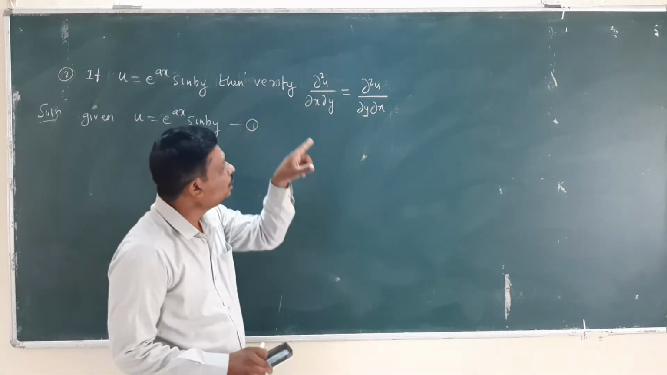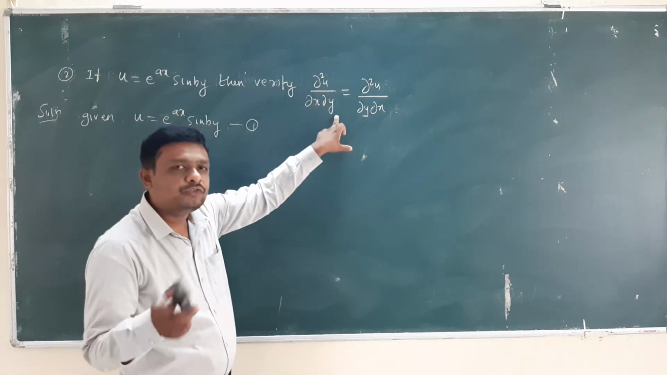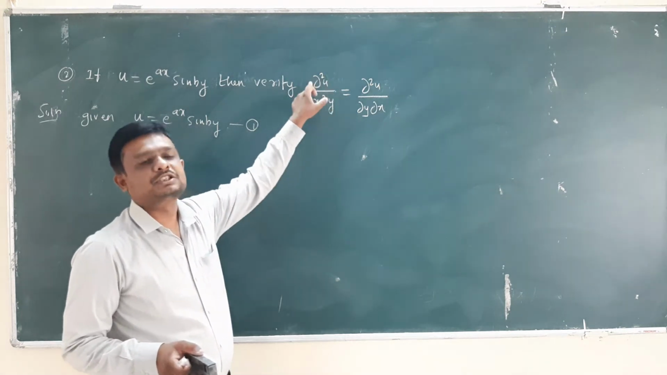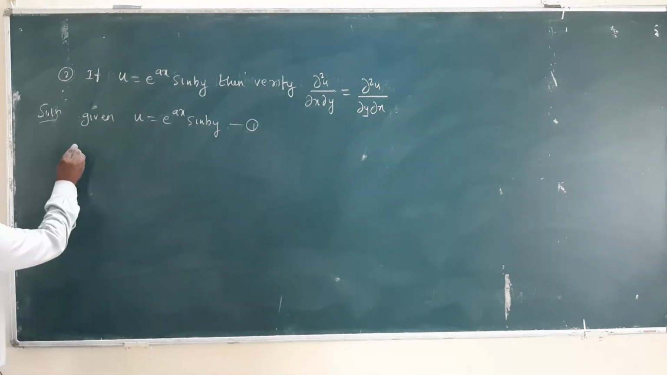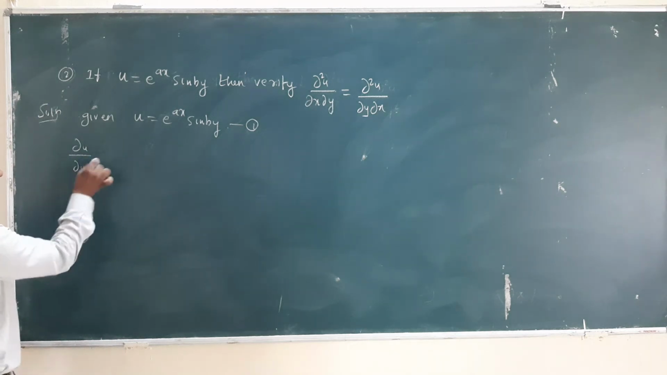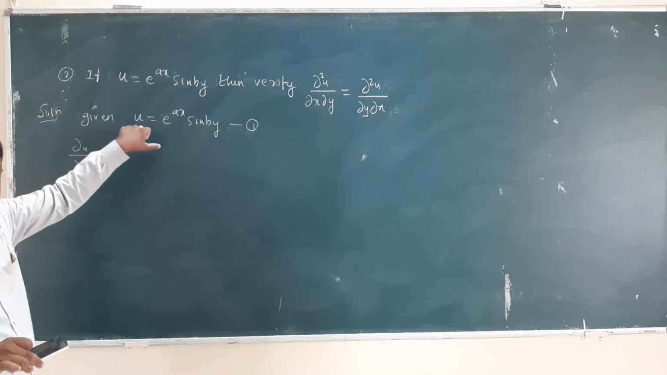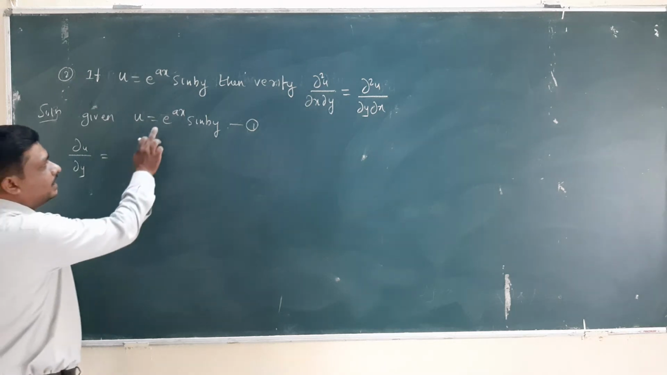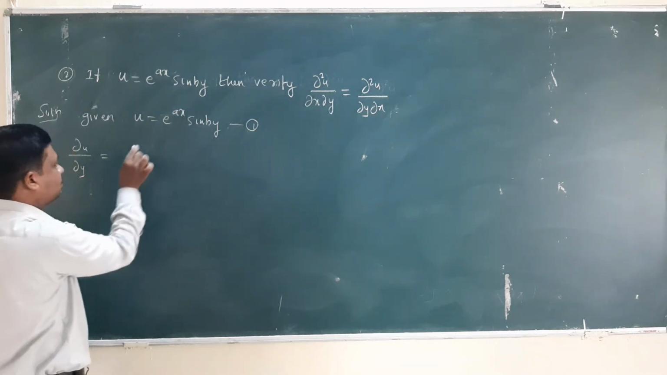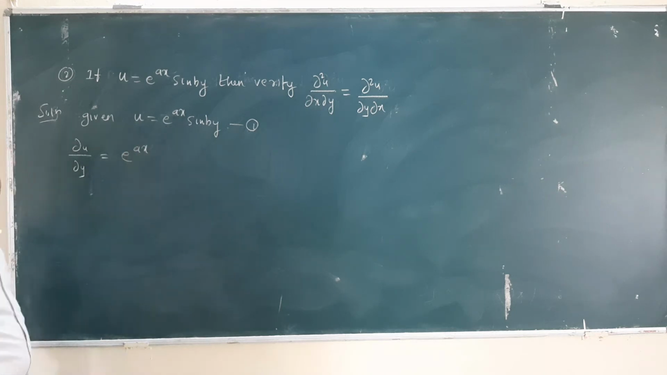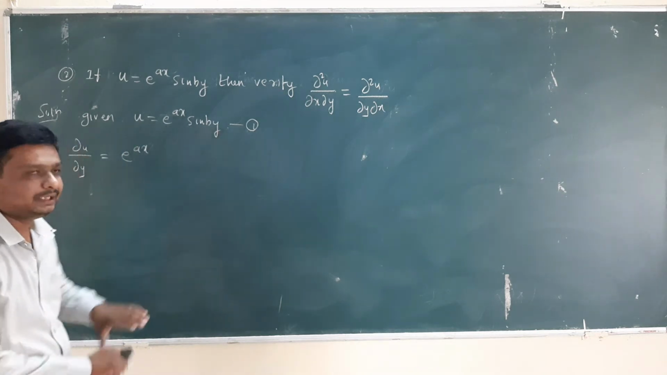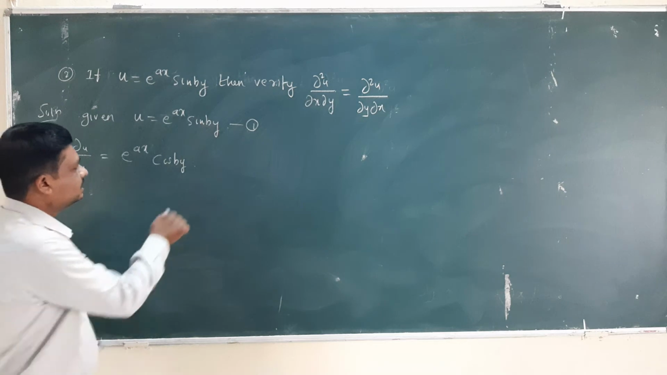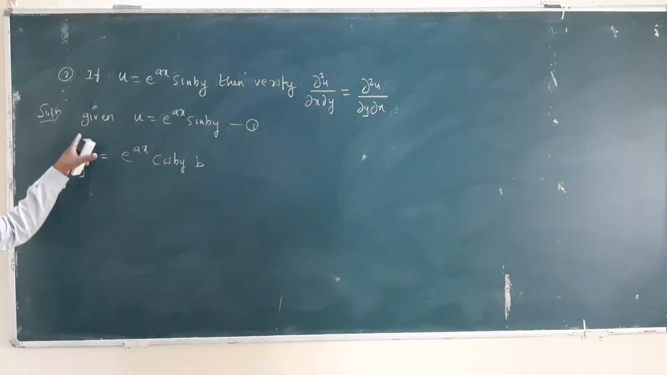Let us see here. To find dou square u upon dou x into dou y, first what I do, I will find dou u upon dou y, then I will differentiate dou u upon dou y with respect to x partially. So let us find dou u upon dou y. That is differentiating this u partially with respect to y, taking x as constant. So this implies here e is constant, a is constant and x is constant. I will write e raised to ax. Then derivative of sin by is cos by into b. So this is what? Dou u upon dou y.